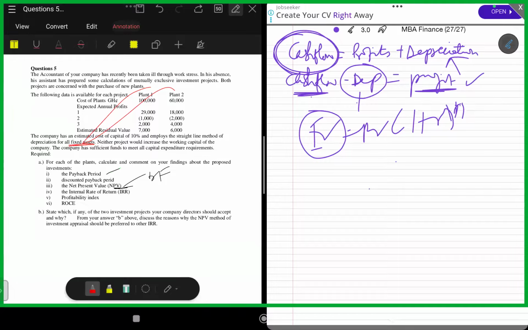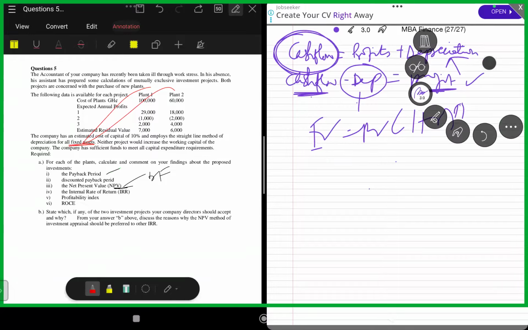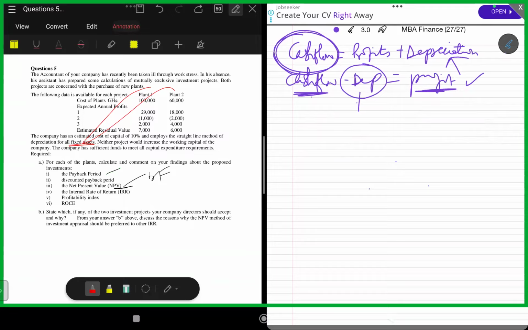So what do we then have to do? Just add back the depreciation you took out to arrive at the profits. Add that depreciation back to the profits, and let's have the cash flow. Are we good? So I'm doing plant one, you do plant two.